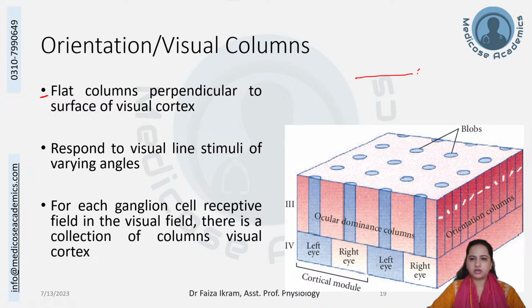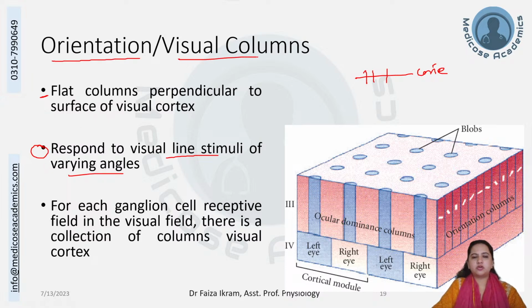If this is visual cortex, these columns will be present perpendicular to it and they will respond to visual line stimuli of varying angles. Like the complex cells which responded to orientation, these columns will respond to certain orientation. As you can see in this diagram, different angle orientations are shown. Irrespective of the location of the stimulus, the orientation of the stimulus will stimulate these columns.